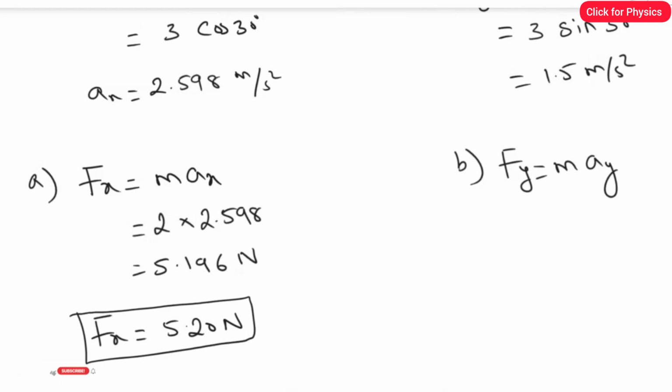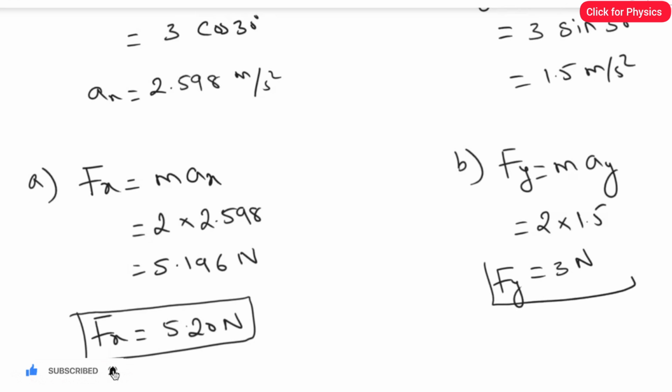Now if I substitute the value for the y component of the acceleration multiplied by the mass, we will get the answer for part B, right? So F of y equals 2 multiplied by the y component of acceleration, 1.5. When you multiply 2 with 1.5, we get the answer as 3 Newton, and that is the answer for the second part B.